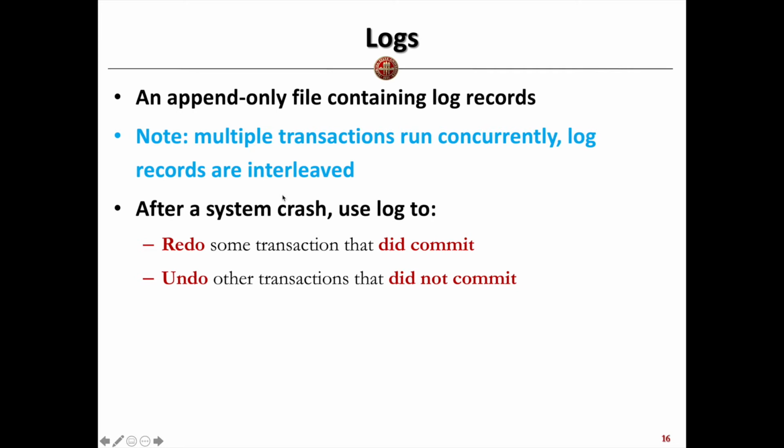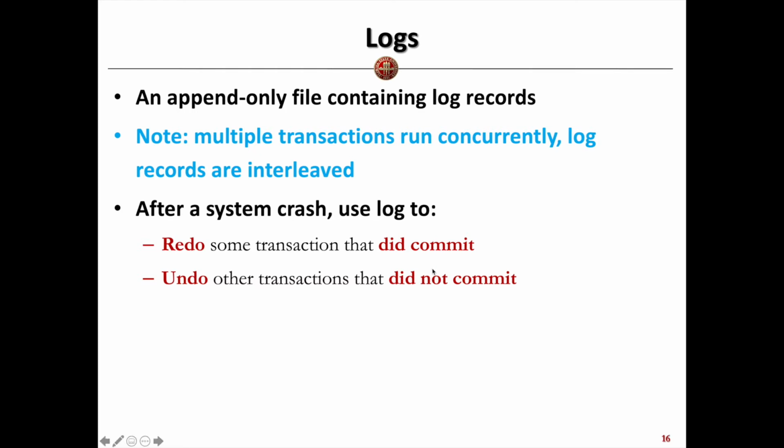After the system crashes, we can use the log to redo some transactions that did commit. Commit means this transaction ran successfully, and we also output all the records or data back to the disk. If the system crashes, we know this transaction ran successfully, so we can redo it. We redo this transaction that did commit.